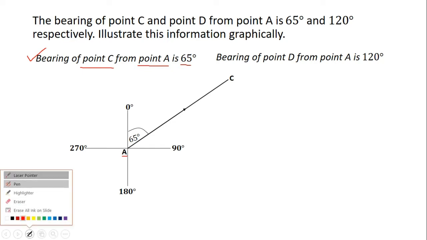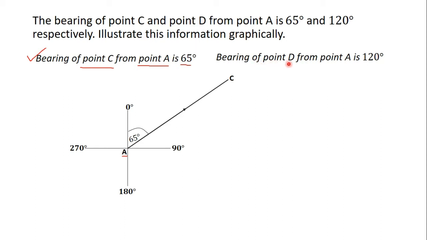Then you move on to the second part. The bearing of point D from point A is 120 degrees. So you see that this time, our starting point is still point A. We already have point A here, so we are not going to draw another diagram. It will be on this same diagram here. Our starting point is still point A, but our ending point is point D, and our angle is 120 degrees. So it means that we are going to measure 120 degrees from this point here, which is point A, on this same diagram that we've drawn here.